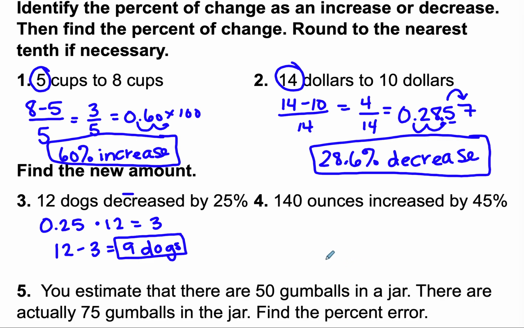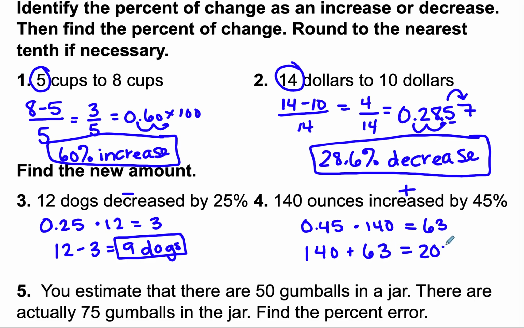All right, number 4, 140 ounces increased by 45%. Increase means I'm going to be adding 45% times 140. All right, so I'm going to multiply 45 hundredths times 140. Gives me 63. So then I'm going to add 140 plus 63. And I get 203.